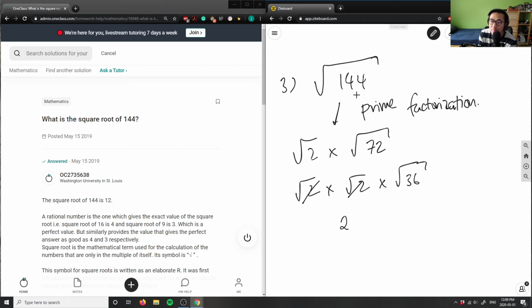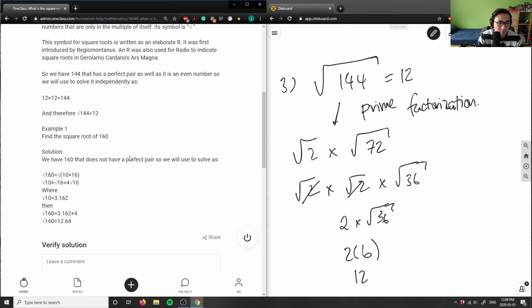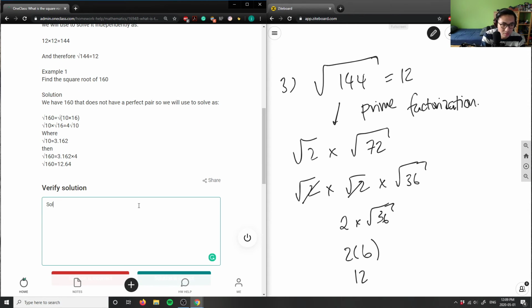So I have 2 here, and then finally times root 36. And I know the square root of 36 is 6, right? So 6 squared is 36, so therefore square root of 36 has to equal 6 here. 2 times 6 simply equals 12. So the square root of 144 is a perfect square, and it will equal 12 here. And the solution here is correct. Good explanation.